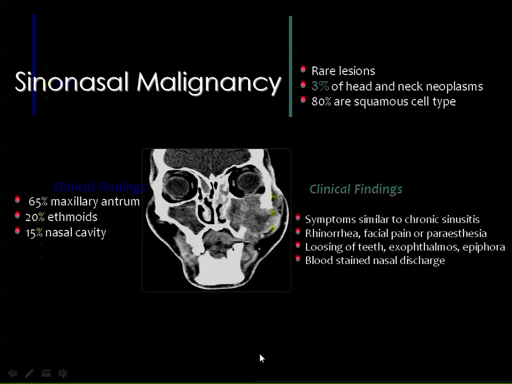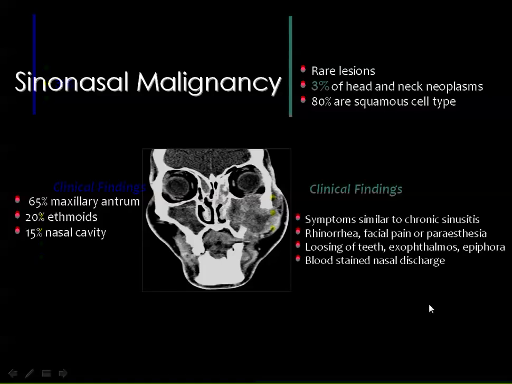Then we came to sinonasal malignancies, which are considered rare lesions representing about 3% of the head and neck neoplasms, and 80% of all these tumors are of the squamous cell type. These lesions predominantly affect the maxillary sinus, about 65%, 20% in the ethmoids, and 15% in the nasal cavity.